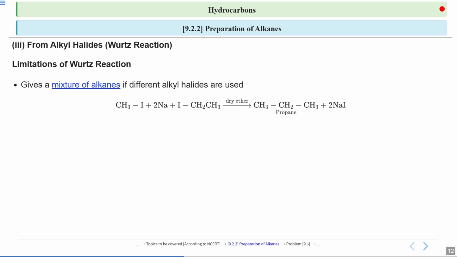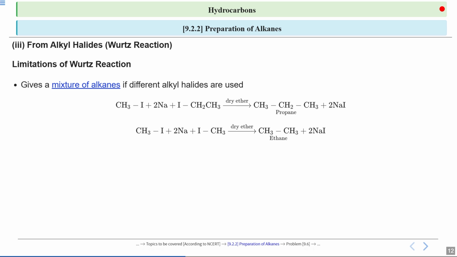Here is a specific example. When methyl iodide reacts with sodium and ethyl iodide in dry ether, propane is formed along with sodium iodide. This equation illustrates how the reaction proceeds and highlights the formation of a new carbon-carbon bond. Now there are more possibilities in this reaction. We can also get ethane by reaction of 2 molecules of methyl iodide, right? Or we can also get butane by the reaction of 2 moles of iodoethane, right?